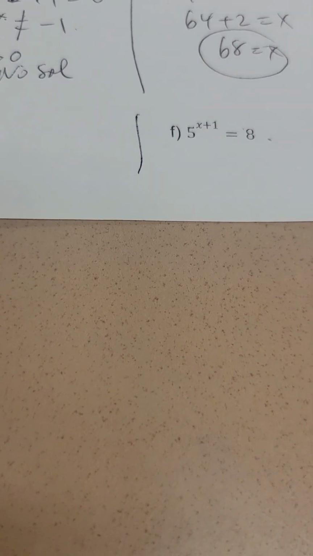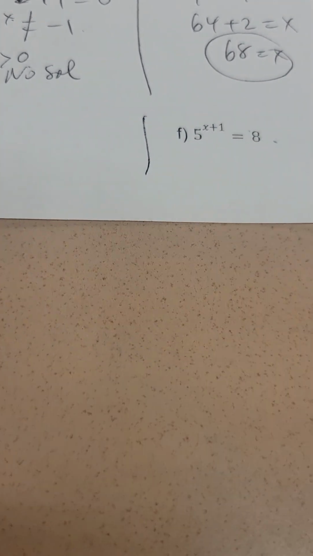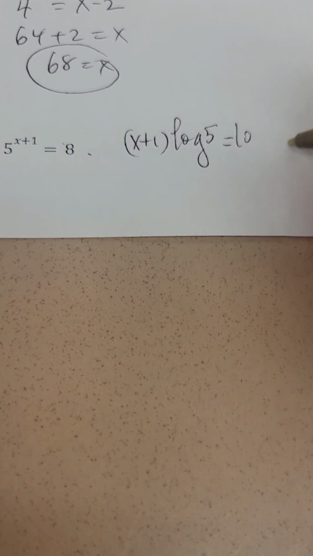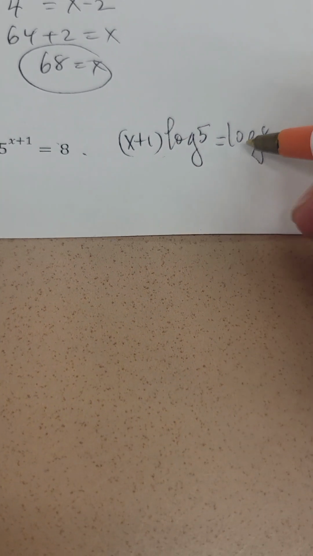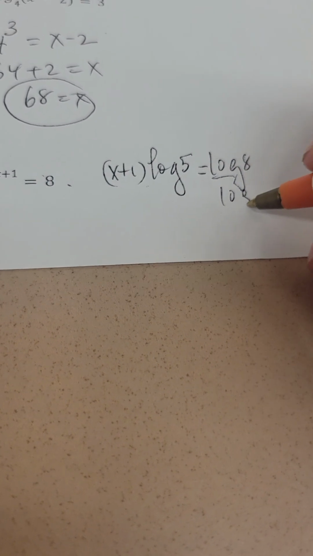Take log of both sides. The reason for that is to get x out of the power and make it a coefficient. So if I take logs of both sides, I'm going to be allowed to write this because of the power rule of logs. Right? The power can become the coefficient. So divide by log of 5.